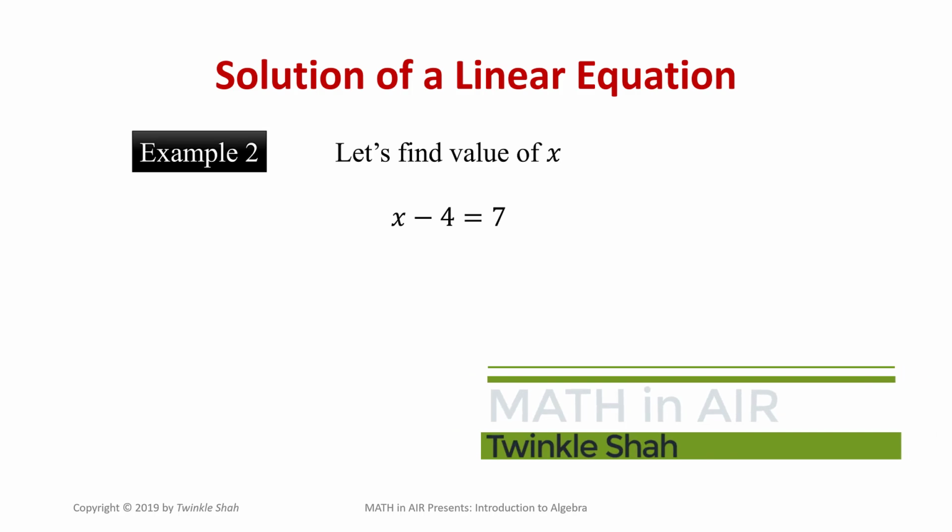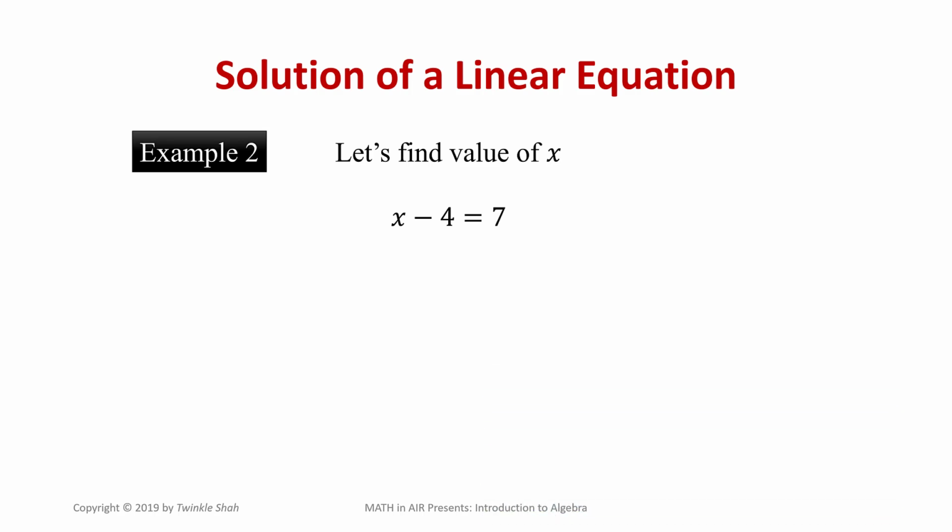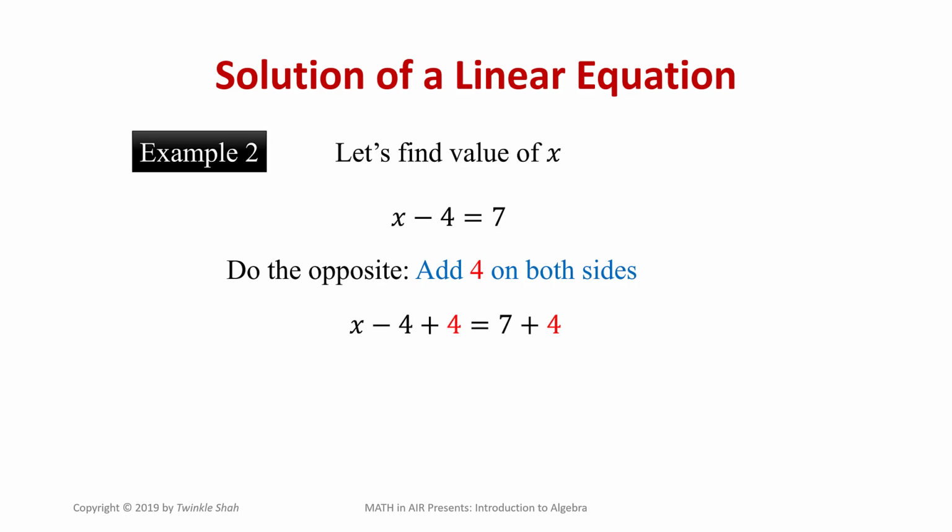Find the value of x in a linear equation x minus 4 is equal to 7. To solve this problem, we want to apply the similar principle. We want to isolate variable x. One way of doing that is by moving negative 4 to the right hand side of this equation. We can achieve that by adding positive 4 on both sides of this equation. Therefore, we get x minus 4 plus 4 is equal to 7 plus 4.